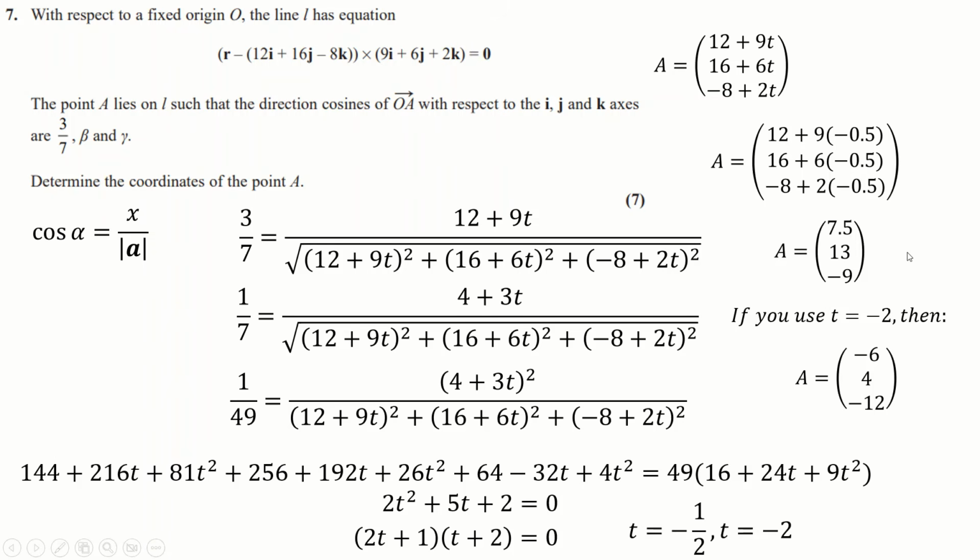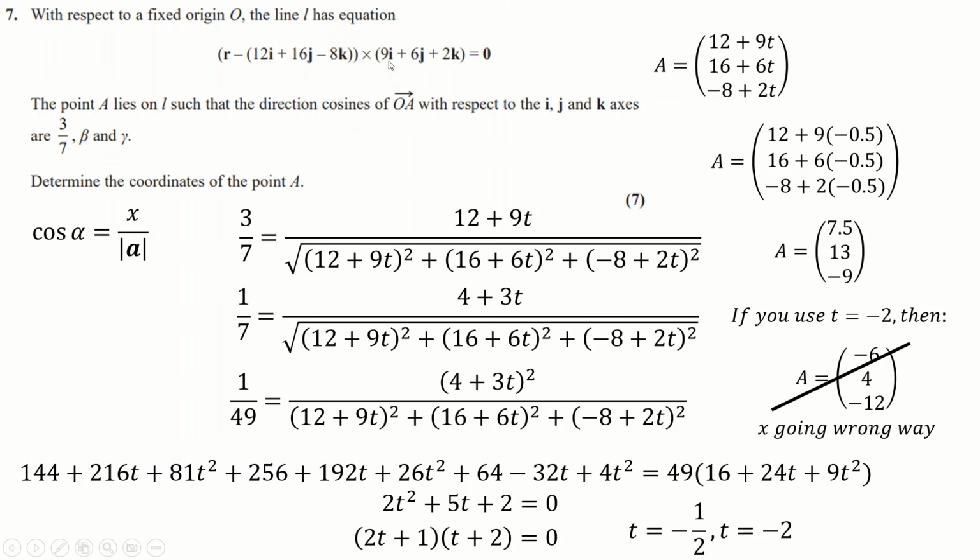Now, the problem with this is that we know the direction cosine is positive, so this needs to be positive, and so this can't be the correct answer. It must be this one here that's correct. So t is minus a half is the correct one to use, and we should have a equal to that. Good, and we don't need to know anything about any of these.